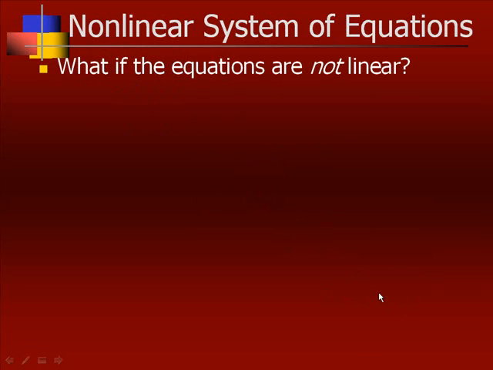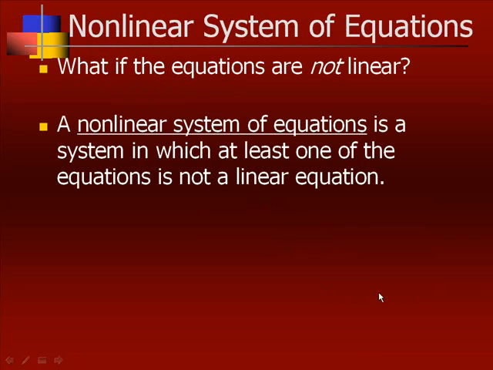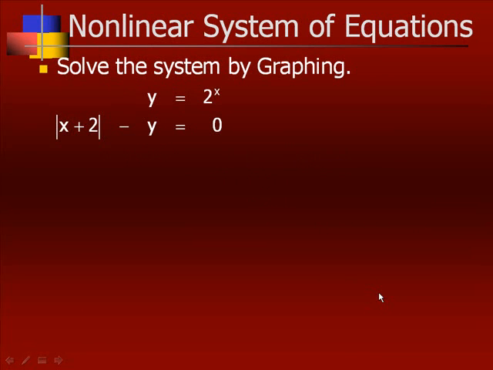Okay, now, what if the equations are not linear? A nonlinear system of equations is a system in which at least one of the equations is not a linear equation. So if we wanted to solve this system by graphing, y equals 2 to the x, and the absolute value of x plus 2 minus y equals 0, the first thing we've got to do is get both equations in y equals form.